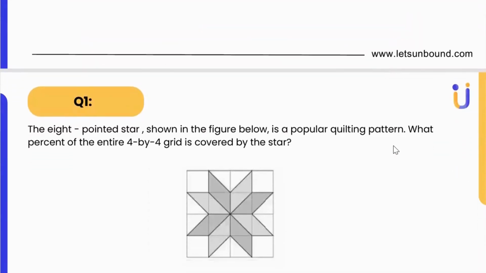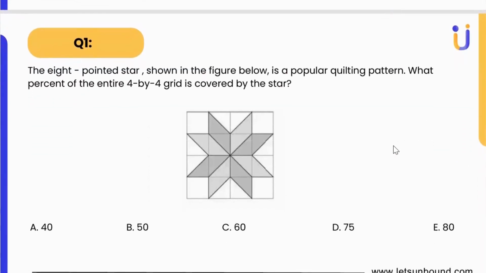For the first question, this is the question. Let's read through it. It says the 8-pointed star shown in the figure below is a popular quilting pattern. What percent of the entire 4x4 grid is covered by the star? Let's try and understand how we find the percentage in this case. If we read through it, the question is asking us for the percentage of the entire 4x4 grid. So that's what we have to find out.